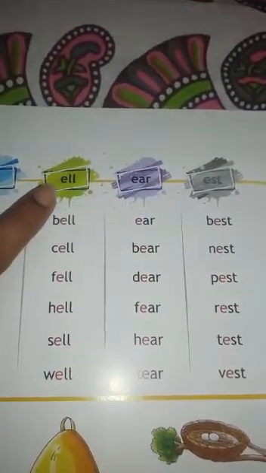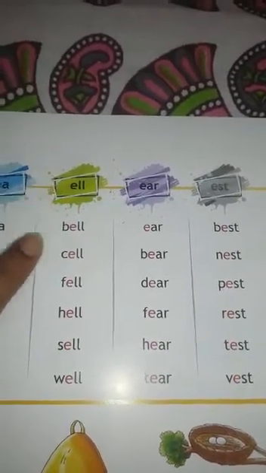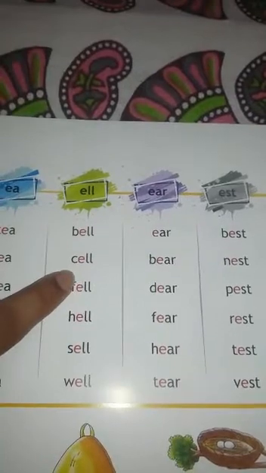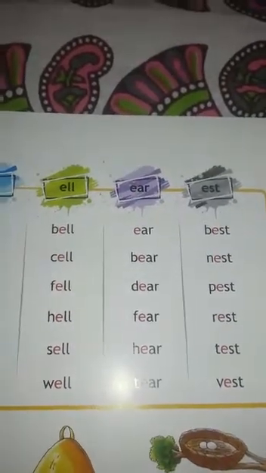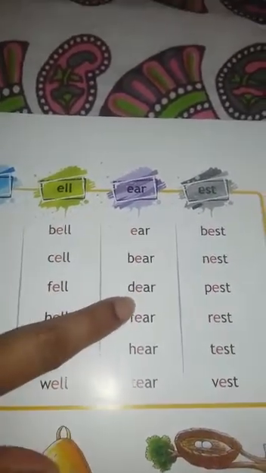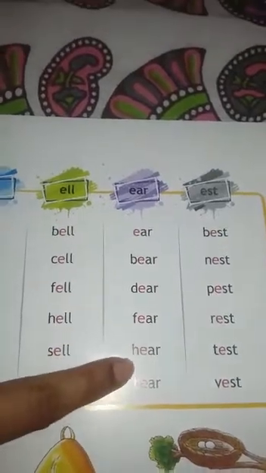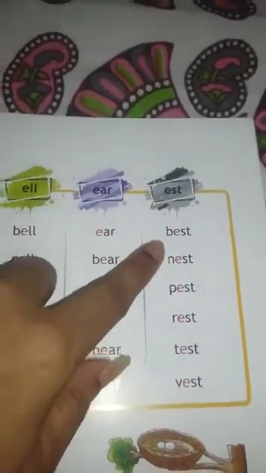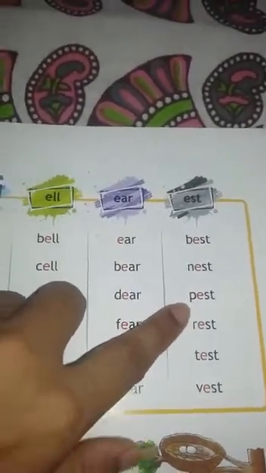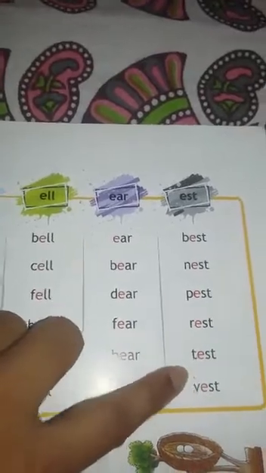Now repeat after me. E double L, L sound. Bell, cell, fell, hell, cell, W E double L, well. E A R, ear sound. Ear, beer, deer, fear, hear, tear. E S T, est, est. Best, nest, pest, rest, test, west.